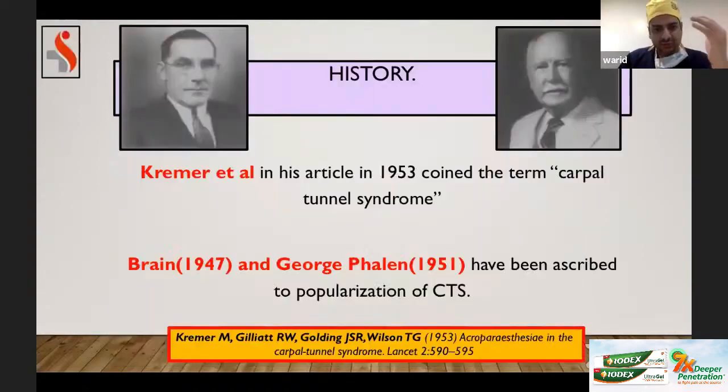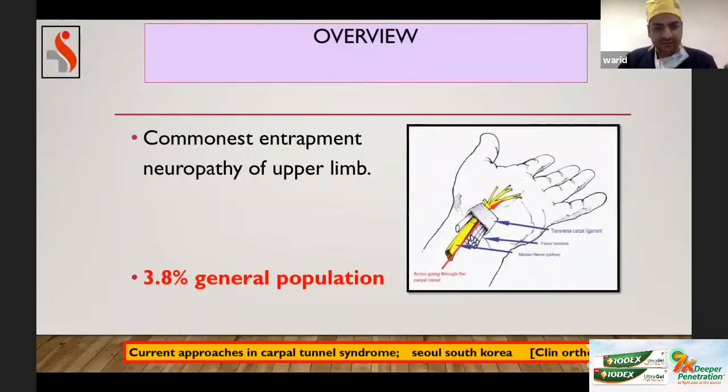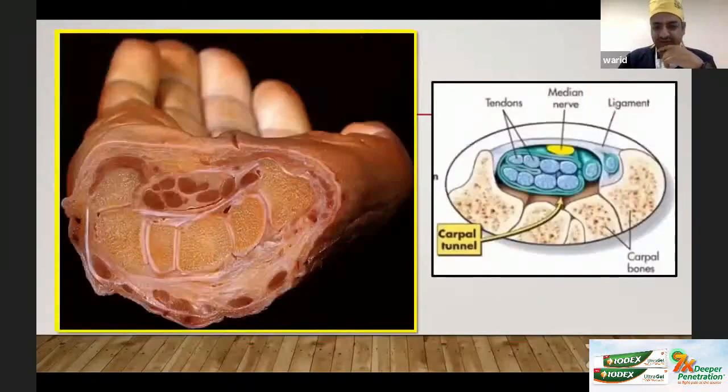I'll quickly go through the history. Way back in 1953, Kremer et al. in his article coined the term carpal tunnel syndrome. And Phalen, of course, all of us know, did a lot of work in 1951. He is ascribed the popularization of carpal tunnel syndrome. It is the commonest entrapment neuropathy, again we know, and 3.8% of the general population are affected.